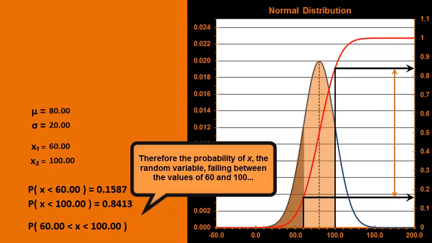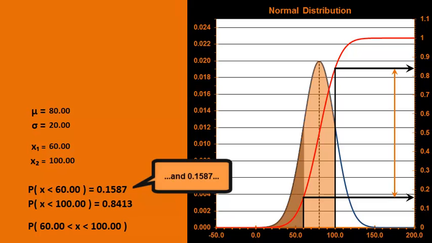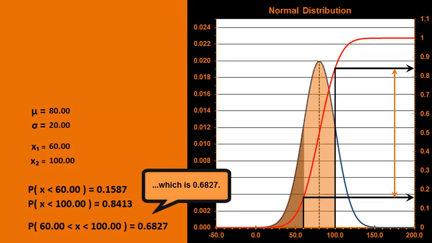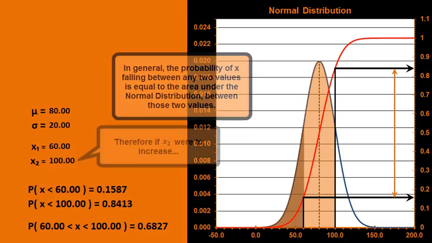Therefore, the probability of x, the random variable, falling between the values of 60 and 100 is the difference between 0.8413 and 0.1587, which is 0.6827. In general, the probability of x falling between any two values is equal to the area under the normal distribution between those two values.